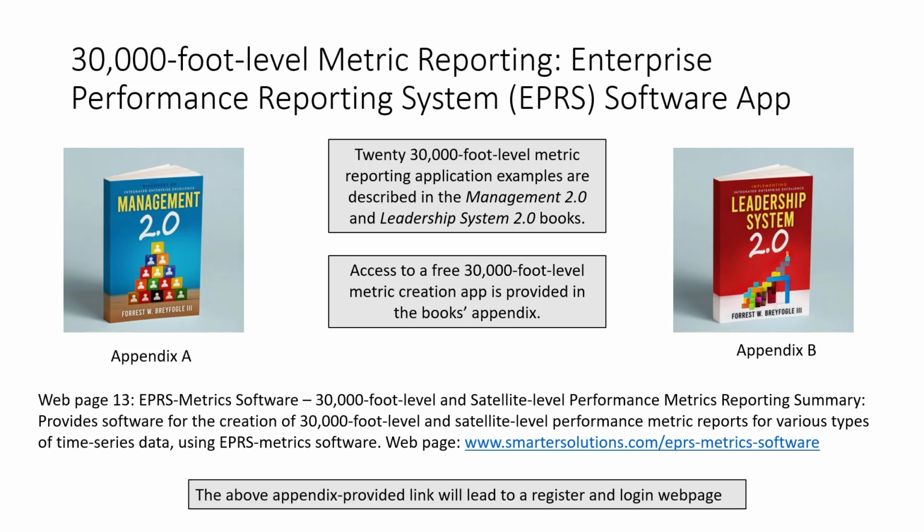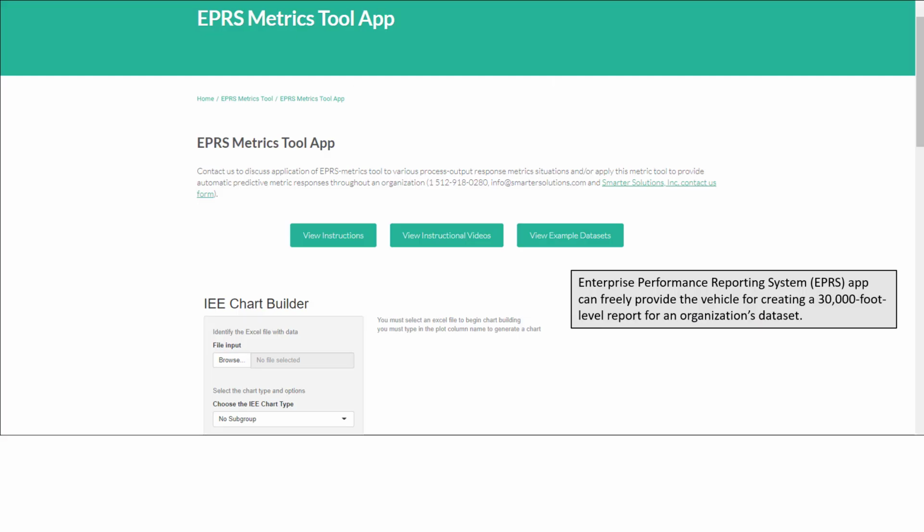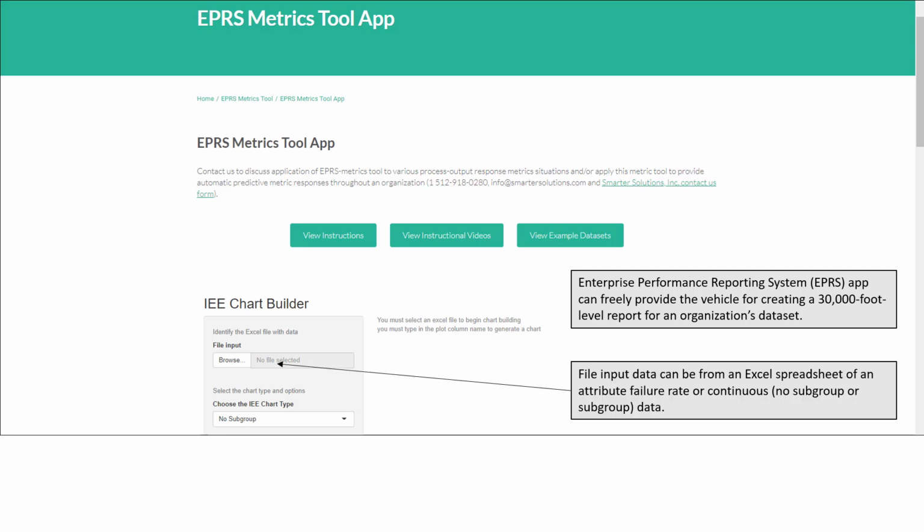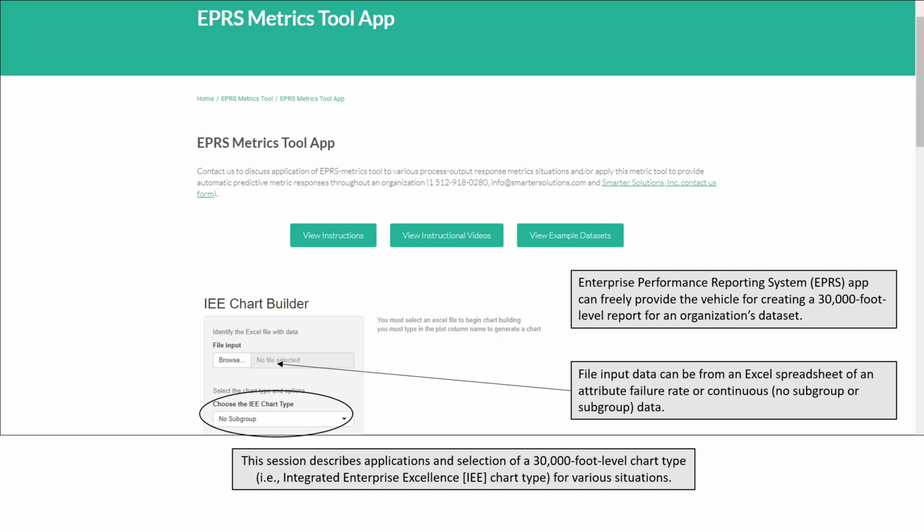The above appendix provided link will lead to a register and login page that is like the one shown here. Enterprise Performance Reporting System or EPRS app can freely provide the vehicle for creating a 30,000 foot level report for an organization's dataset. File inputs can be from Excel spreadsheet of an attribute failure rate or continuous, no subgroup or subgroup data. This session describes applications and selection of a 30,000 foot level chart type for various situations.